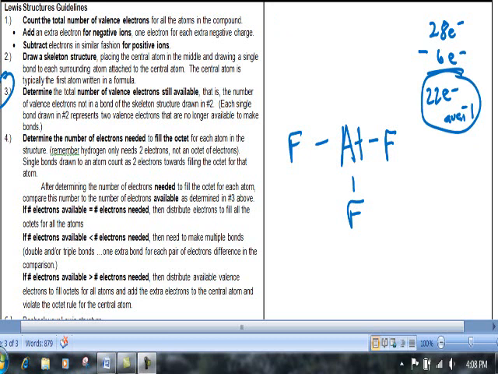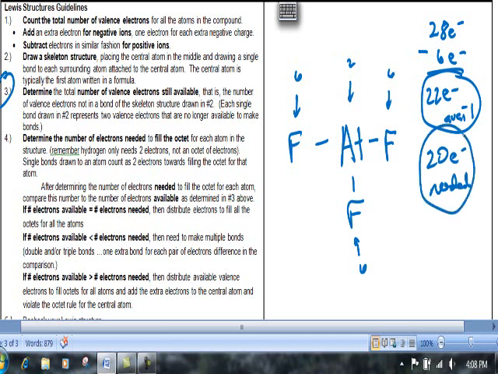Next thing in our strategy is to determine how many electrons are needed to complete the octet for each one of the atoms in the structure. Our fluorine here needs 6 electrons. The astatine needs 2. This fluorine needs 6. The fluorine on the bottom also needs 6. That gives us a total of 20 electrons that are needed to complete this structure.